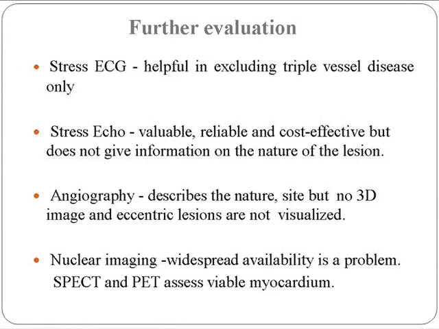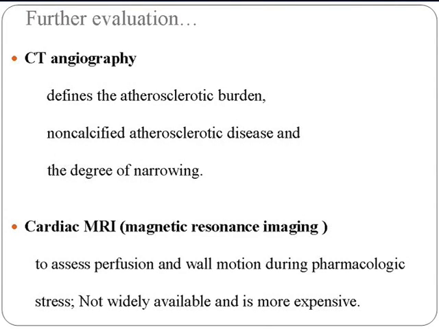Angiography does give information on the site of the lesion and the nature of the lesion, but eccentric lesions are not visualized, and it does not give a 3D image. Nuclear medicine scan using radiopharmaceuticals definitely helps, but it is not widely available. And the latest are CT angio and cardiac MRI. CT imaging defines the atherosclerotic burden. It also gives information on the non-calcified atherosclerotic lesions and also on the degree of narrowing, while cardiac MRI can be used to assess the perfusion and the wall motion defects, but it is not available.